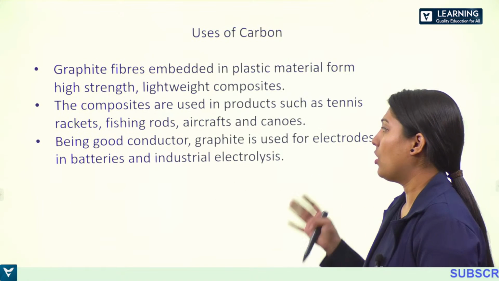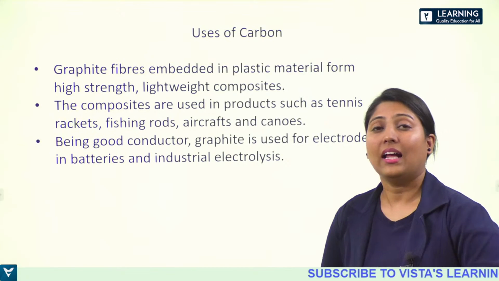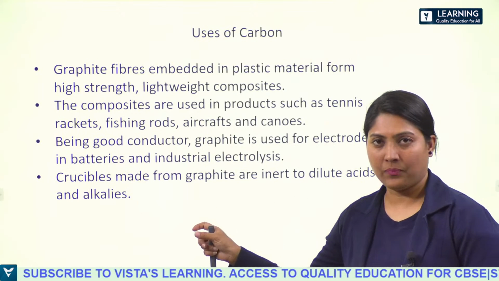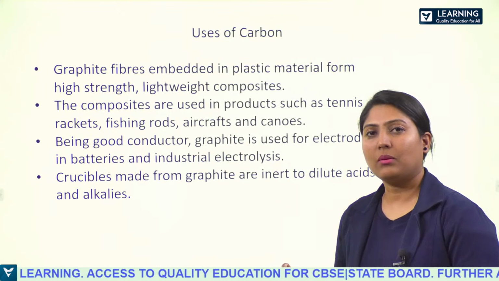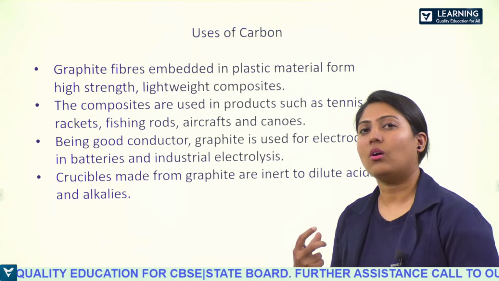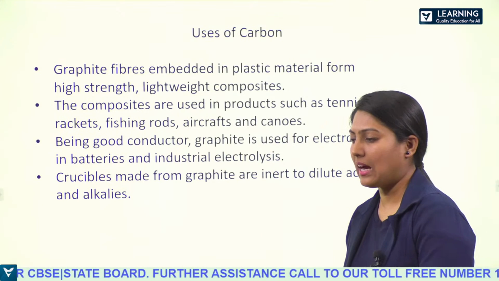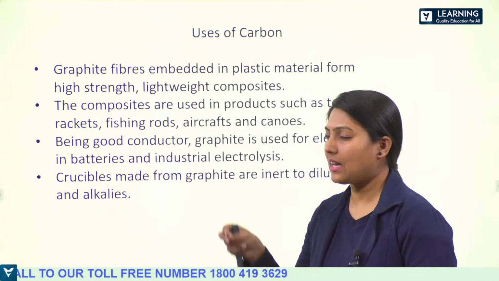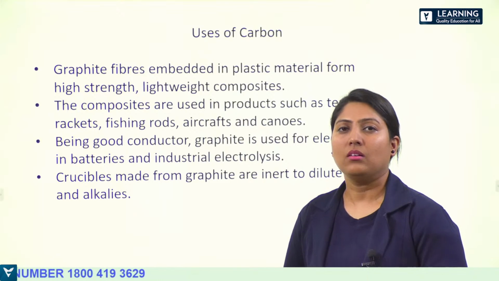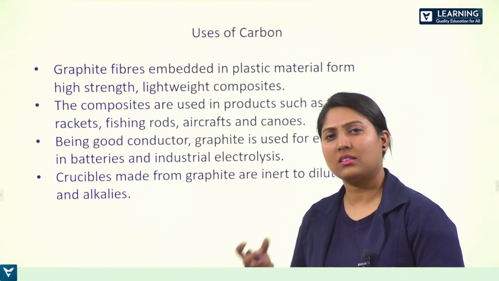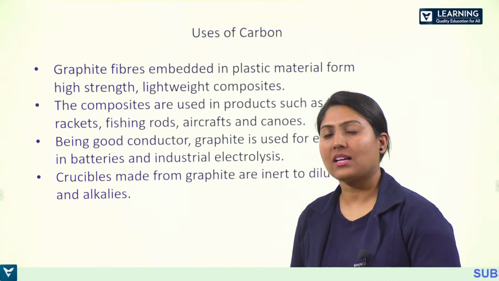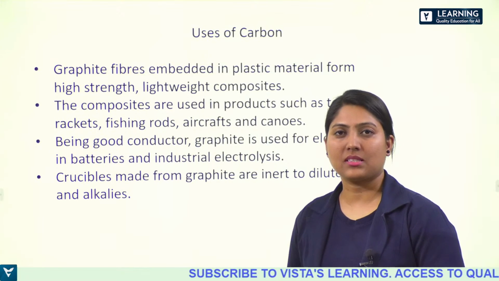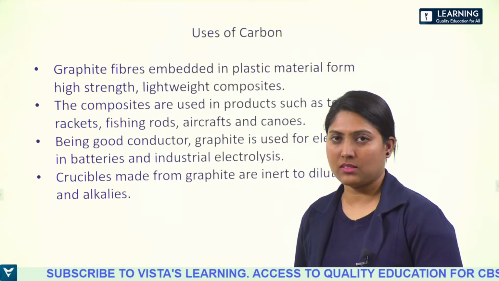Being a good conductor of electricity, graphite is also used as electrodes in batteries and industrial electrolysis. Crucibles, I'll show you how they look. They are used in the furnace for heating or preparing ash. For example, I have to find out the minerals present in a certain substance. We weigh the substance, add it to the crucible and keep it in the furnace, so that at a very high temperature the sample turns to ash, and later we check for the minerals present in that, which gives you the percentage of minerals present in the given substance or sample.